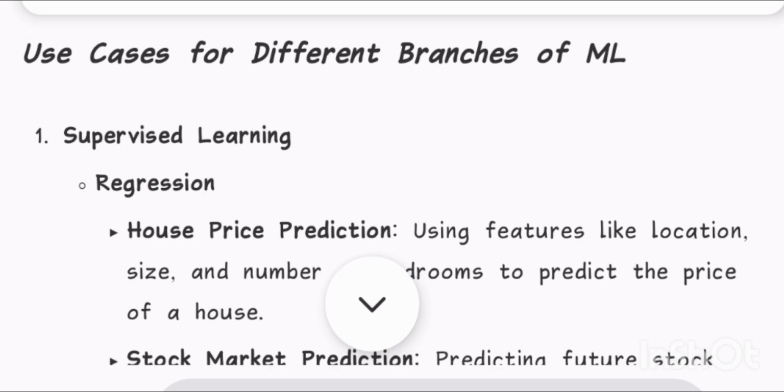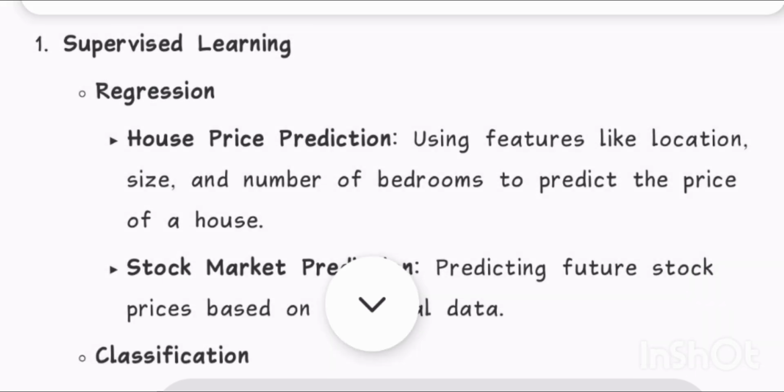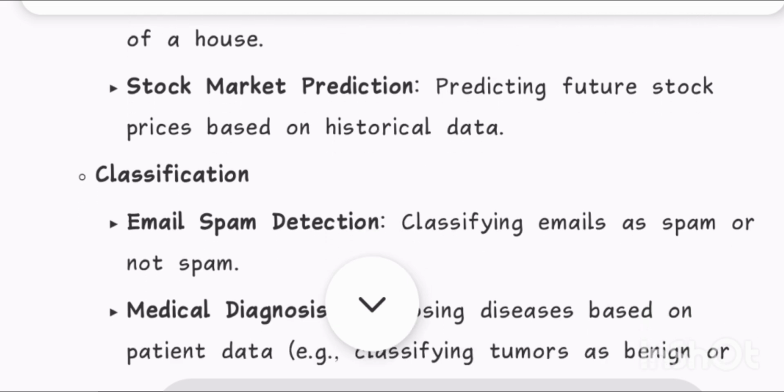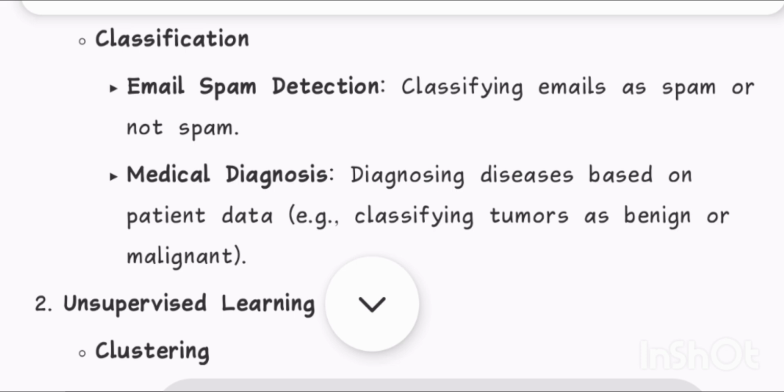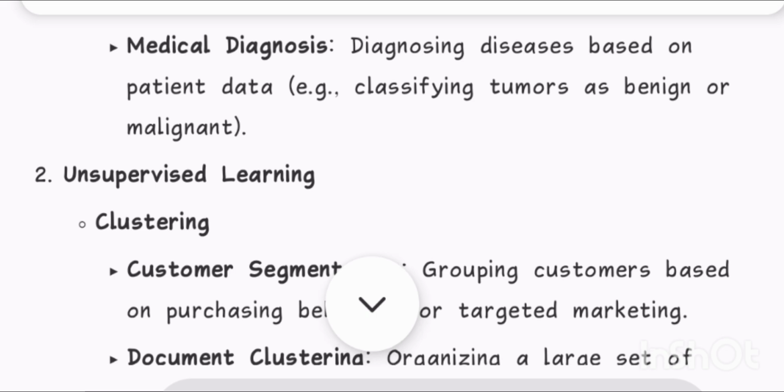Use cases for different branches of ML. 1. Supervised learning, regression: house price prediction, using features like location, size, and number of bedrooms to predict the price of a house. Stock market prediction, predicting future stock prices based on historical data. Classification: email spam detection, classifying emails as spam or not spam. Medical diagnosis, diagnosing diseases based on patient data, e.g., classifying tumors as benign or malignant.